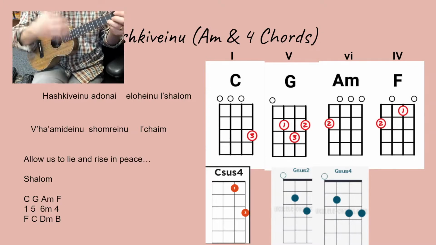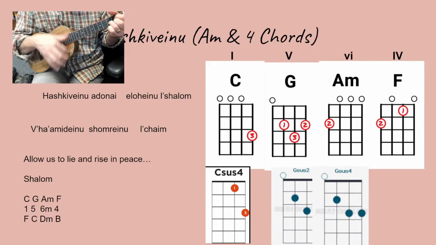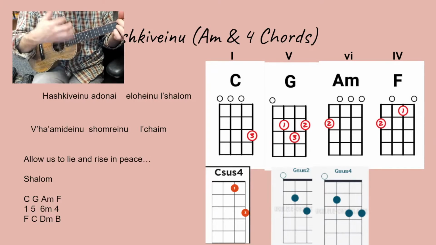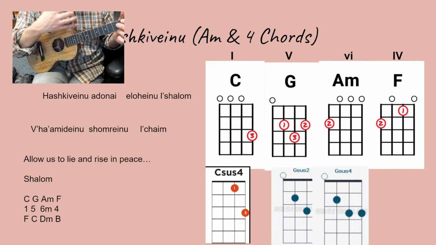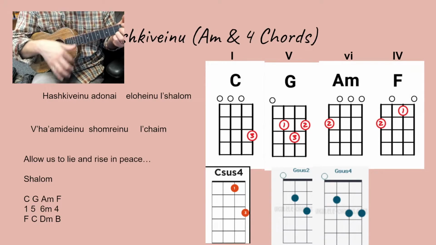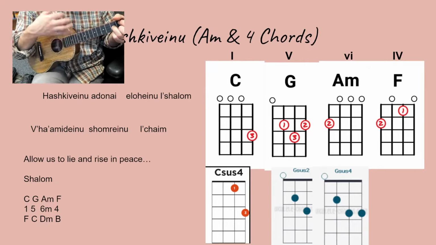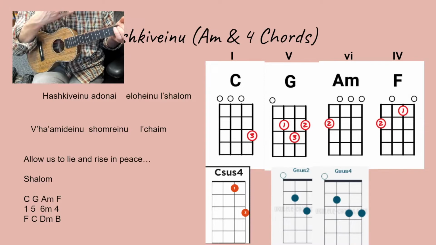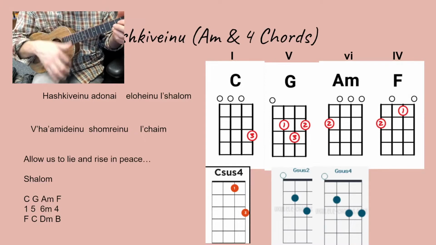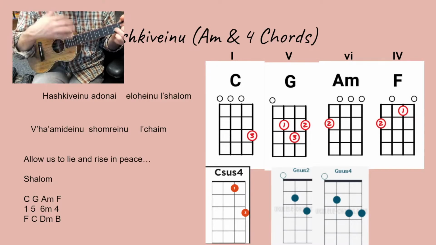C. Here comes G. A minor. And F. C. Up, down, down, up, down, up, A minor, down, up, F. Okay, keep going. Now G.